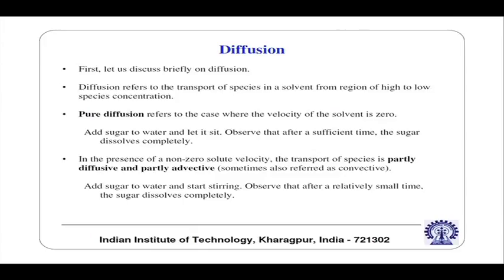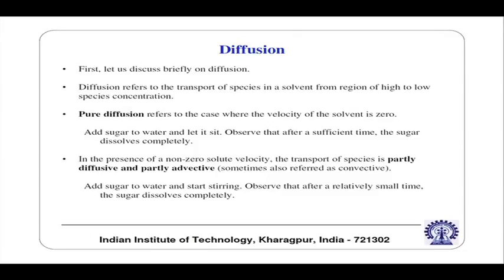Diffusion refers to the transport of species in a solvent from a region of high to low species concentration. So it is driven by concentration gradient. Pure diffusion refers to the case when the velocity of the solvent is 0. For example, add sugar to water and let it sit. Observe that after a sufficient time the sugar dissolves completely, but diffusion itself is a slow process. It takes quite a bit of time for the sugar to dissolve completely in the solution if it is not stirred.